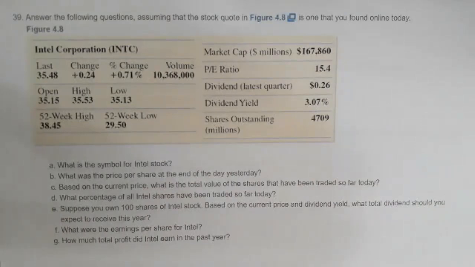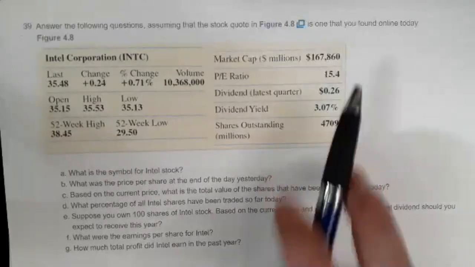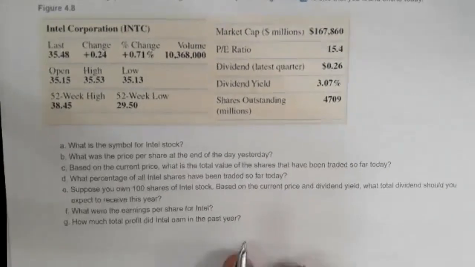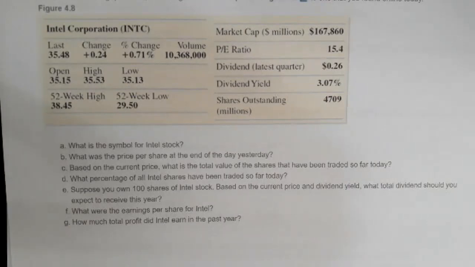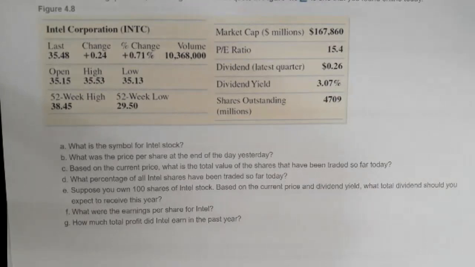PE ratio is the price to earnings ratio. We will do a few problems about that. It's a little weird, but they're taking the price and dividing it by earnings to get this number. So you have to do a little bit of back solving to solve for your earnings, but we will do a few examples on that in a second. Dividend is the latest quarter dividend, and then the dividend yield as a percentage. So you're going to get 3.07% of the value of the stock you own, which is how much they're paying out. Shares outstanding tells you how many total shares of this company exist.